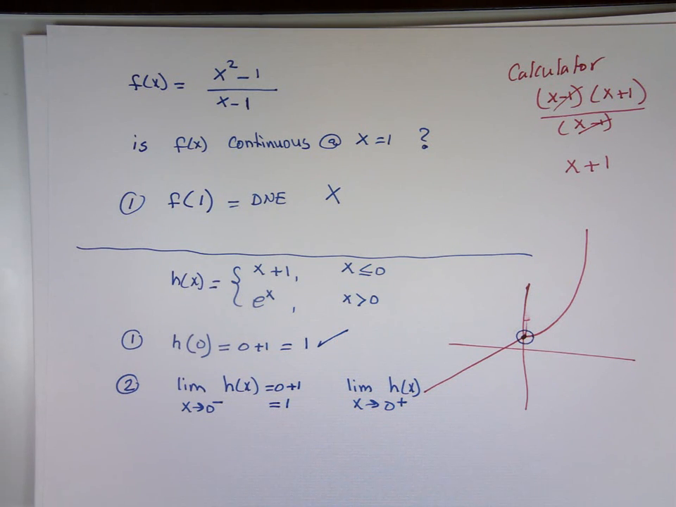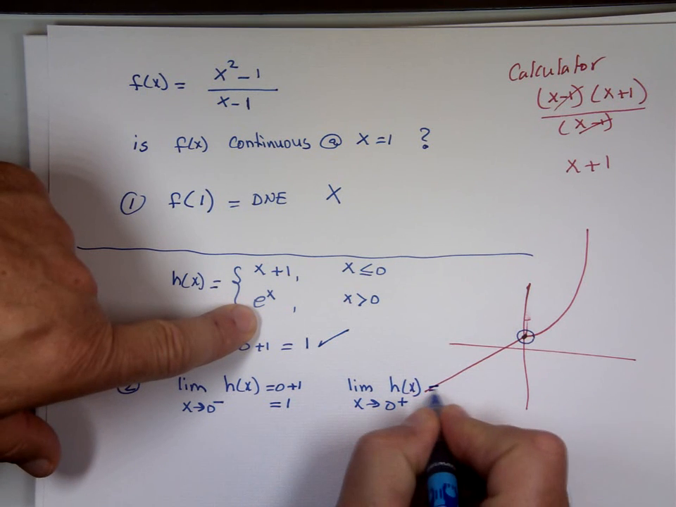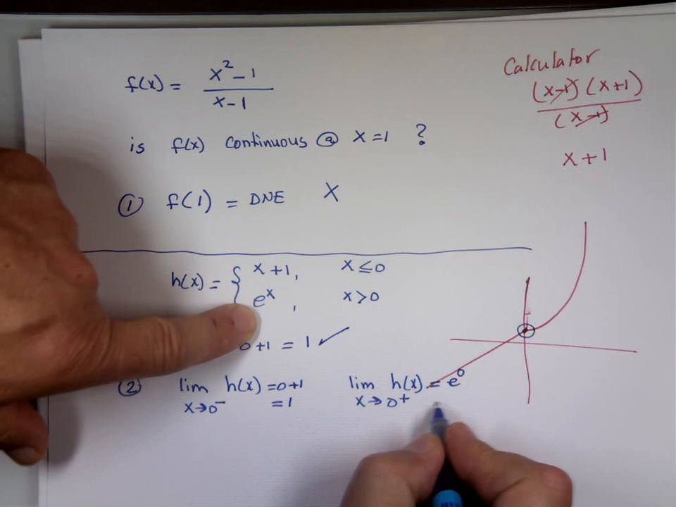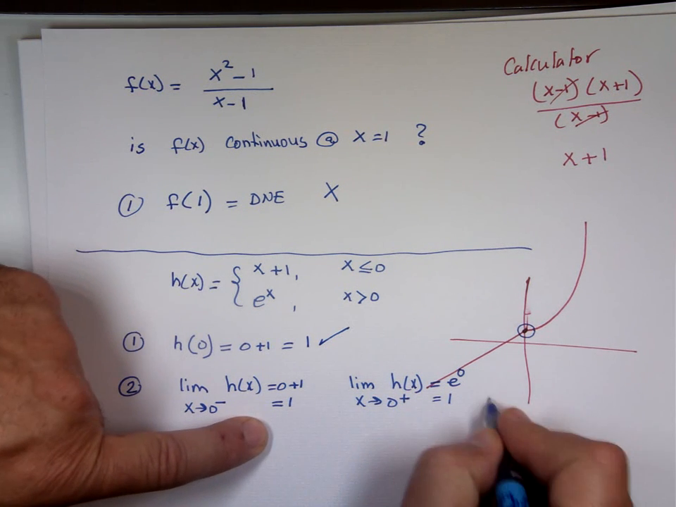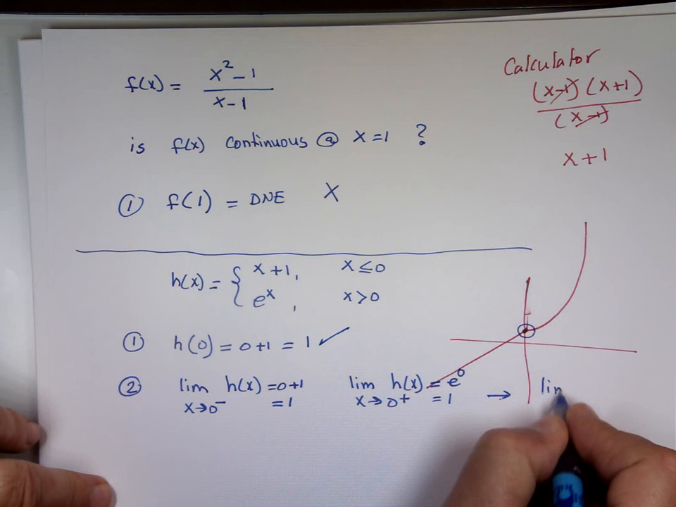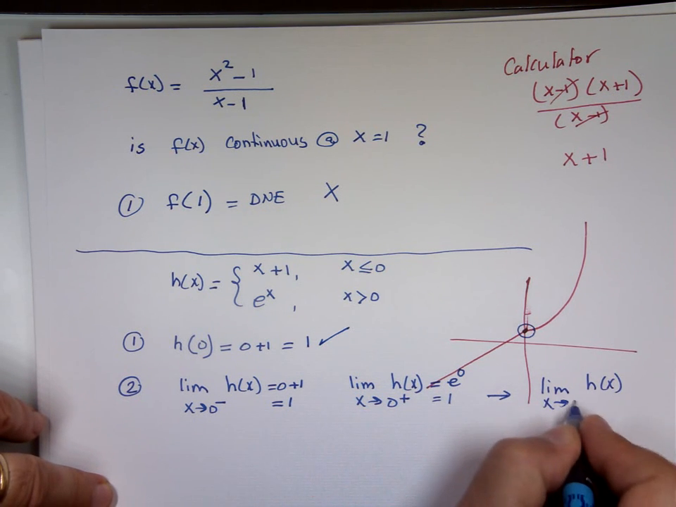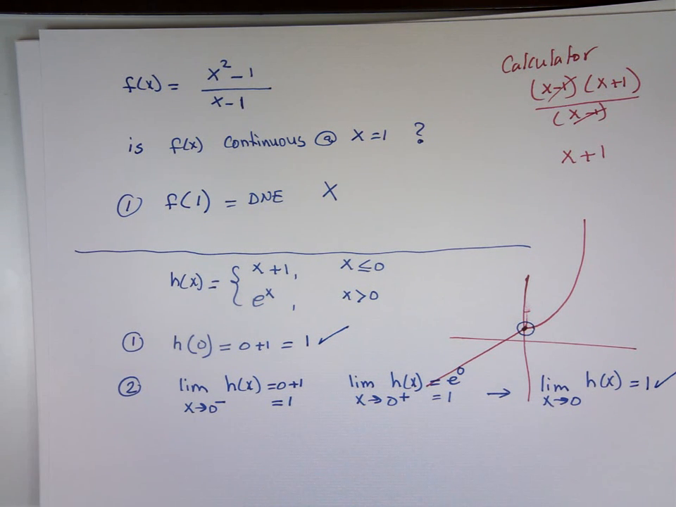What is it from the right? I've got to use that one. Plug in 0, direct substitution. What's e to the 0? 1. Are these two answers the same? So that means the limit of h of x as x approaches 0 is equal to 1. We have an answer to step number 2. So we got an answer to step 1. We got an answer to step 2.